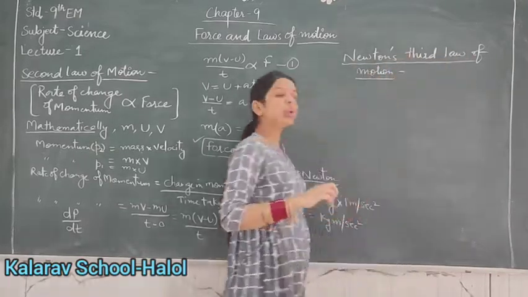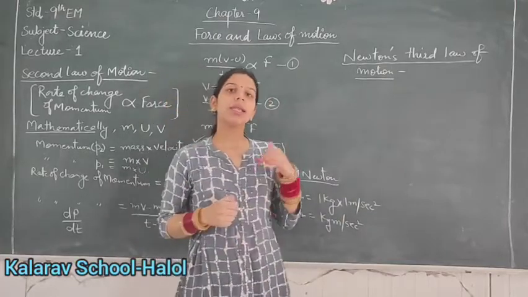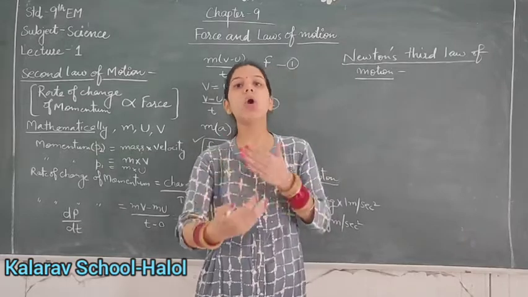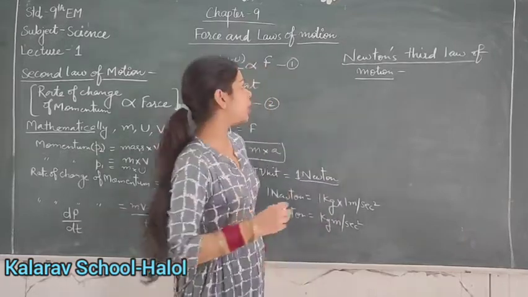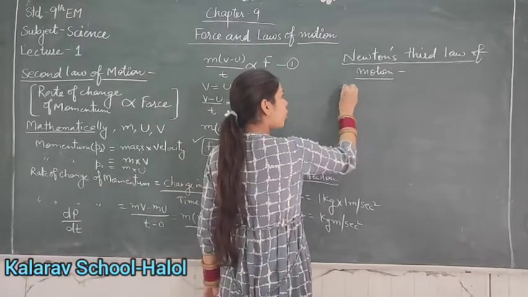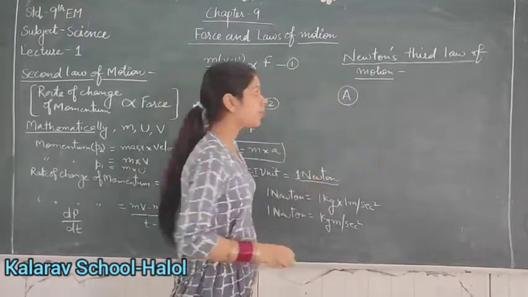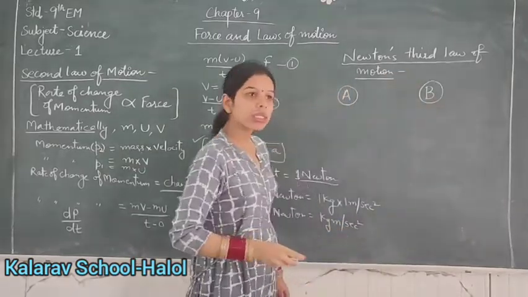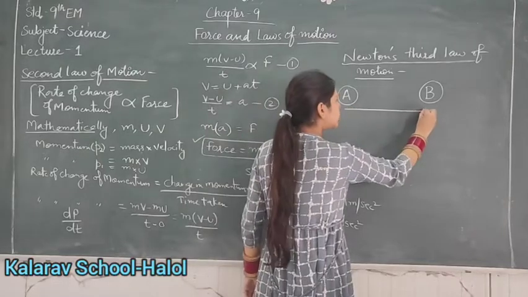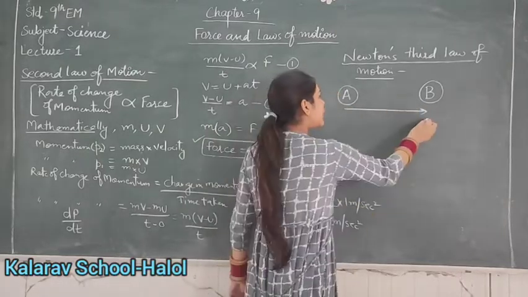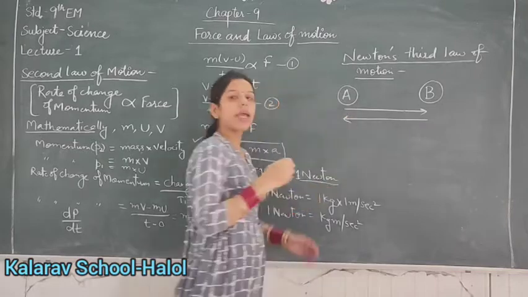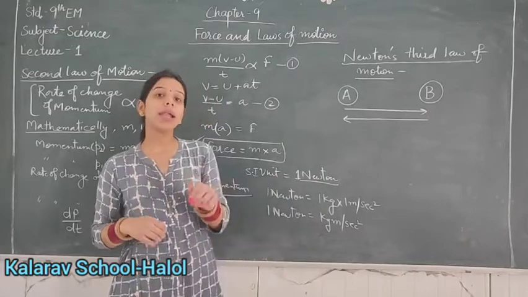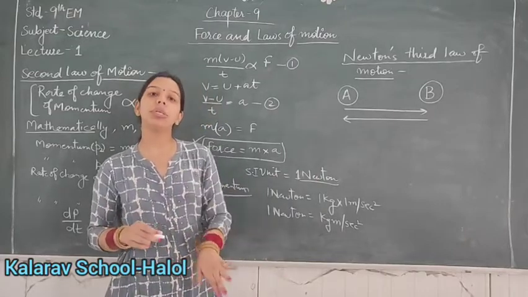What does Newton's third law of motion say? It says that to every action there is an equal and opposite reaction. What does it mean? If a body A exerts a force on a body B, then an equal reaction is exerted by B on body A, but that reaction is in the opposite direction.